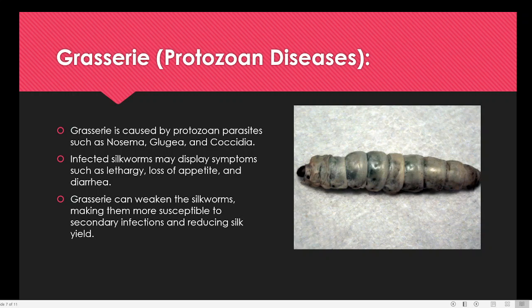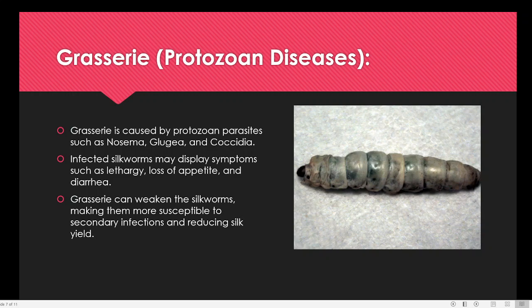Then infected silkworm may display symptoms such as lethargy. Lethargy means very tiredness, and also loss of appetite as well as diarrhea. That is also present in this kind of lower animals also. Then grassery can weaken the silkworm, making them more susceptible.